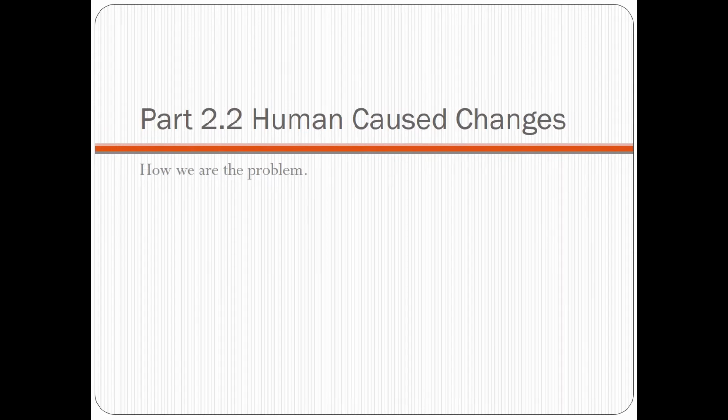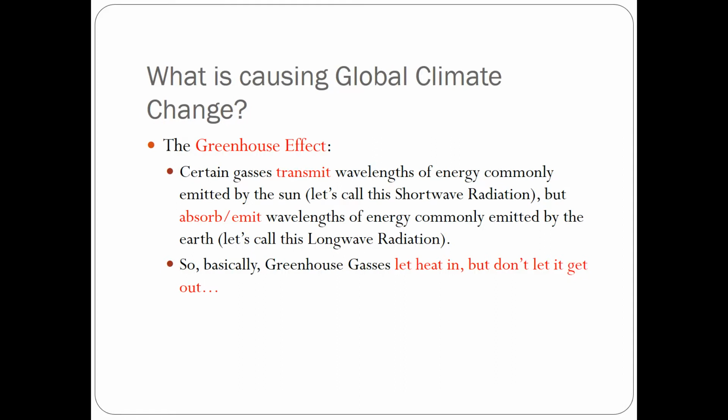So, how are we the problem? Well, let's talk about it. What is the main cause of global climate change? Well, eccentricity, obliquity, precession, sunspot cycles, none of those things can really explain why the Earth is warming. Adding aerosols to the atmosphere would cool the Earth, and volcanic activity pales in comparison to the amount of human activity, at least as far as CO2 emissions are concerned.